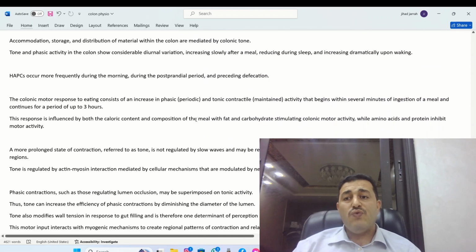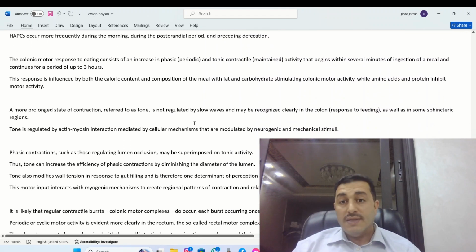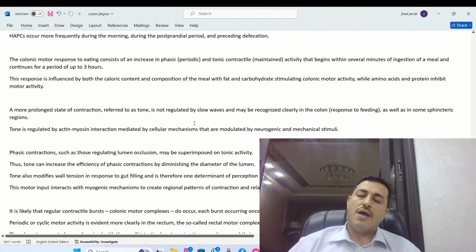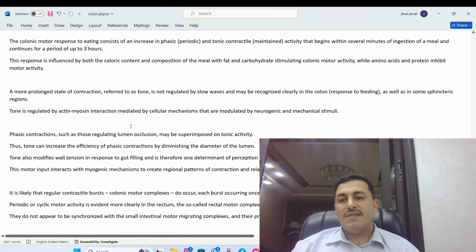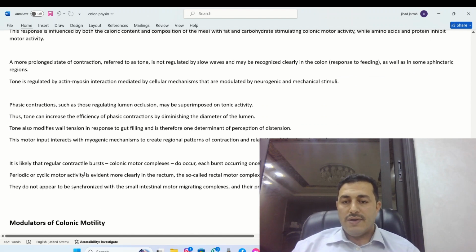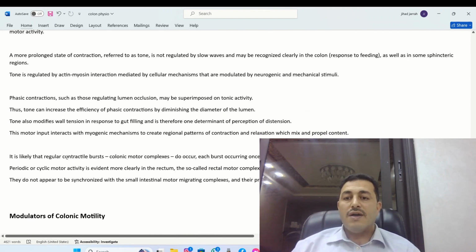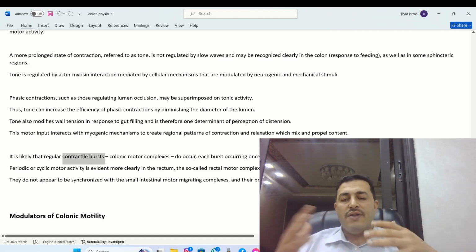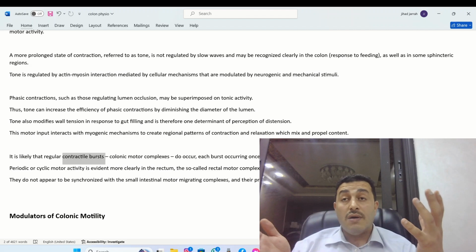Okay, what else do we have? We have another concept about the motility of the colon: the burst contraction. The contractile burst is actually a sudden movement of the colon. In other words, it's called the colonic motor complex.